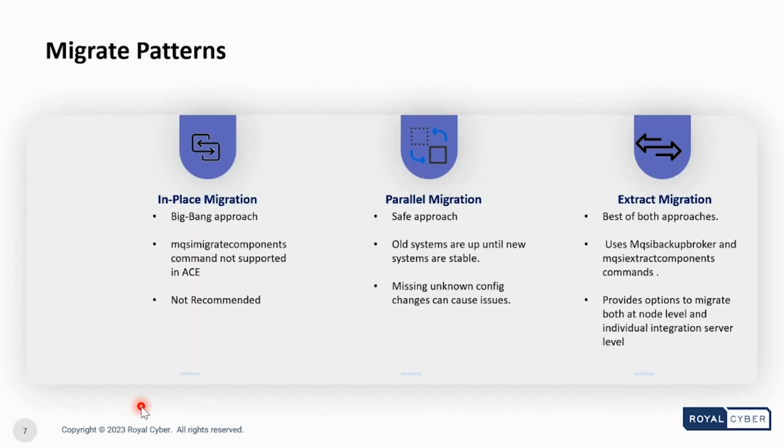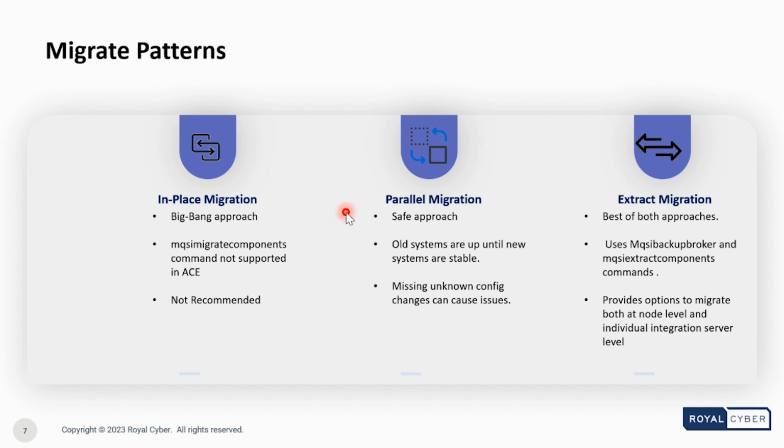Now let's look at some of the migration patterns available. The first one is in-place migration. This has been available traditionally. It's a big bang approach where your existing installations are overlaid with a newer version. Traditionally, it was achieved using the mqsimigratecomponents command, which translates all your deployed resources and configs to the required newer version. This command is not supported in App Connect Enterprise version 11 and 12. However, there is still a workaround to implement this type of migration pattern, while we don't recommend it due to the obvious nature of the risks involved.